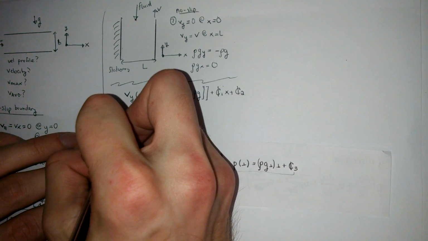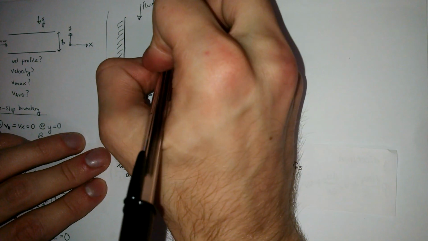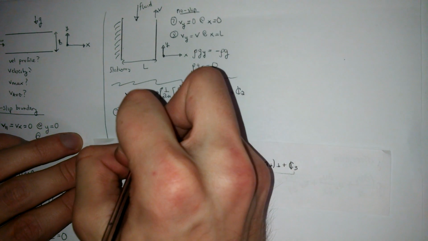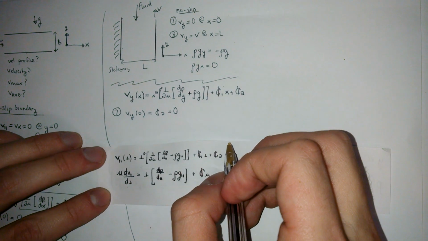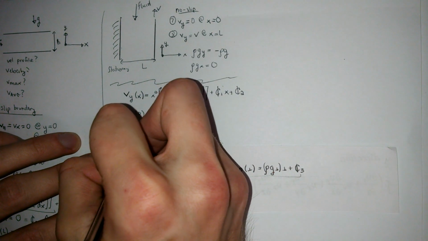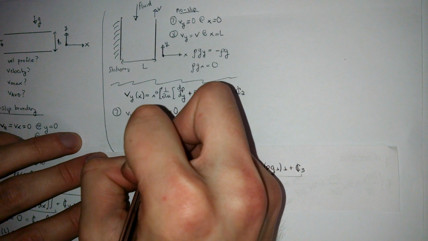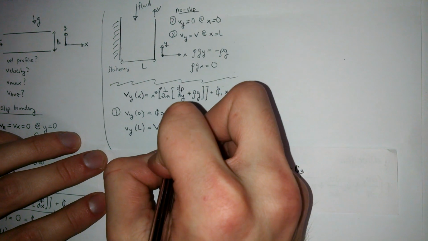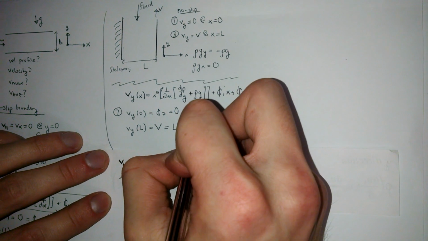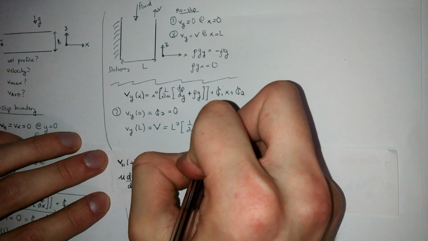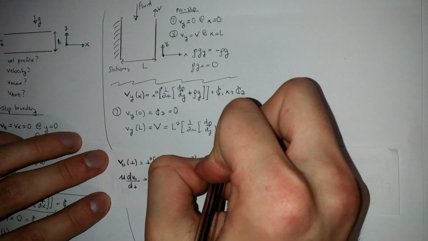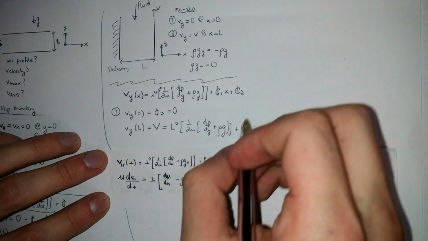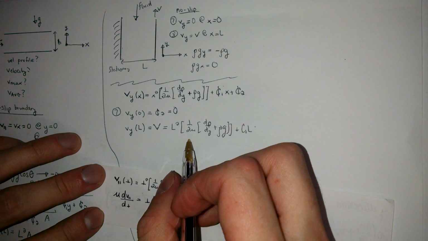Okay. So let's first apply 7 to make our life easier. Both these terms vanish. C2 is 0 once again. And over here, we know that's going to be V, and that's going to be equal to L squared times 1 over 2 mu times dp dy plus rho g, plus C1 L. And you could solve this for C1.